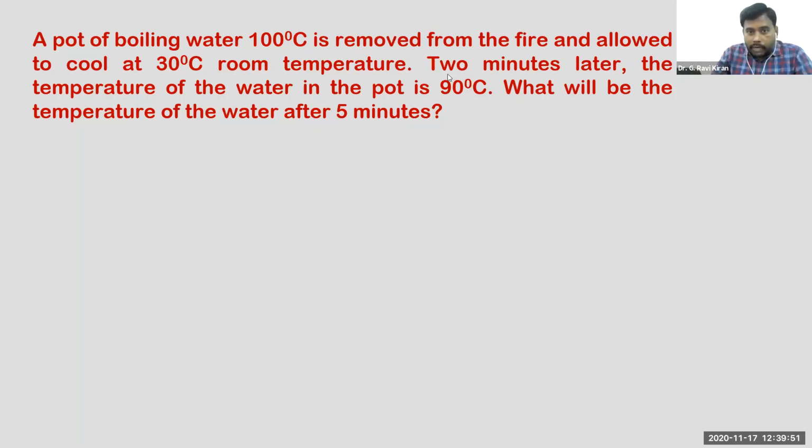Now you have observed that after 2 minutes, the temperature of the water in the pot is 90 degrees. As you know, the temperature cools down. Now it is at 90 degrees centigrade from 100 degrees. With this information, can we find out what the temperature of the water will be after 5 minutes? So we can actually. I'm not going into the details of how to solve this, but we can. This kind of physical situation we will get when we really understand Newton's law of cooling.